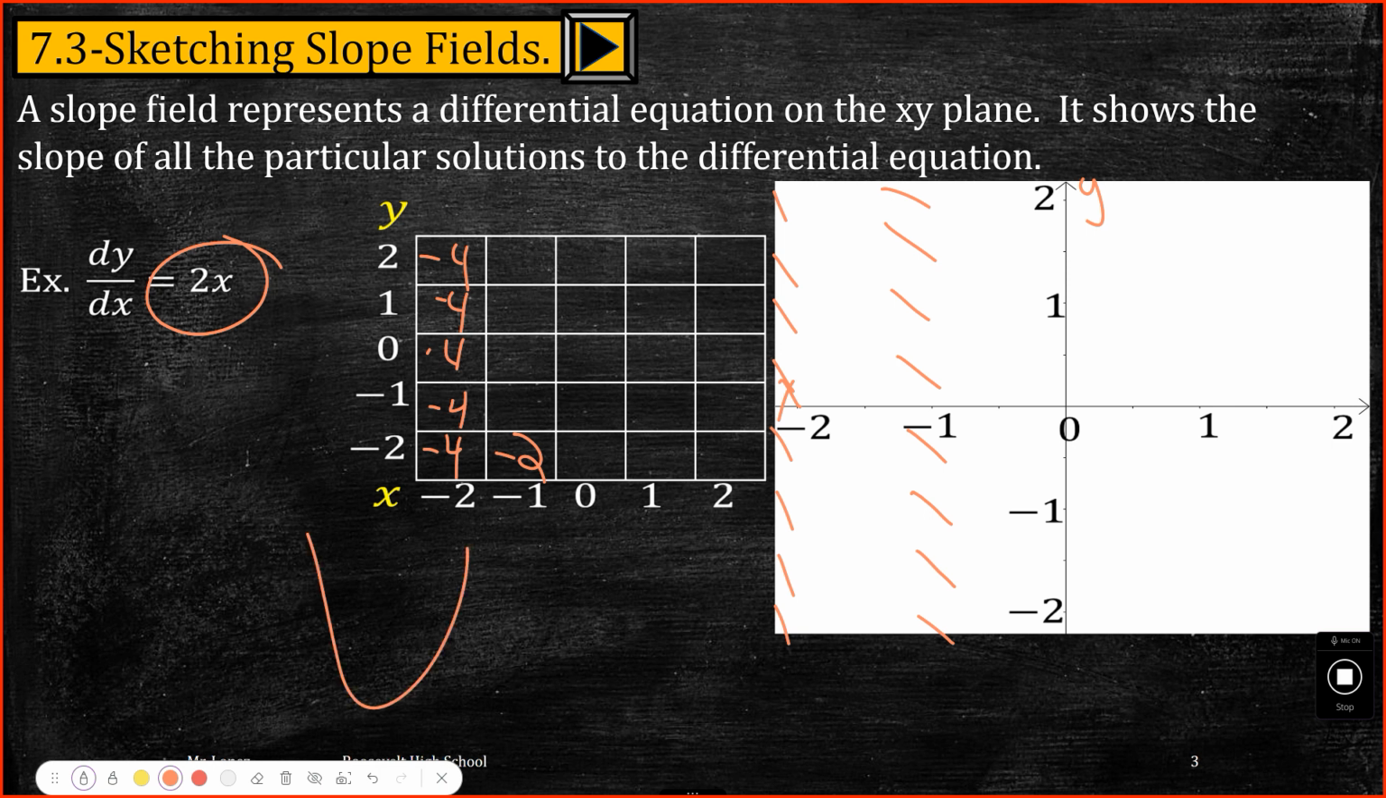So at 0, what is that? 0, 0, 0, 0, 0. So here at x is 0, the slope is 0, everywhere is 0. Slope at 1? So 2, so it's going to be the opposite, going like this.